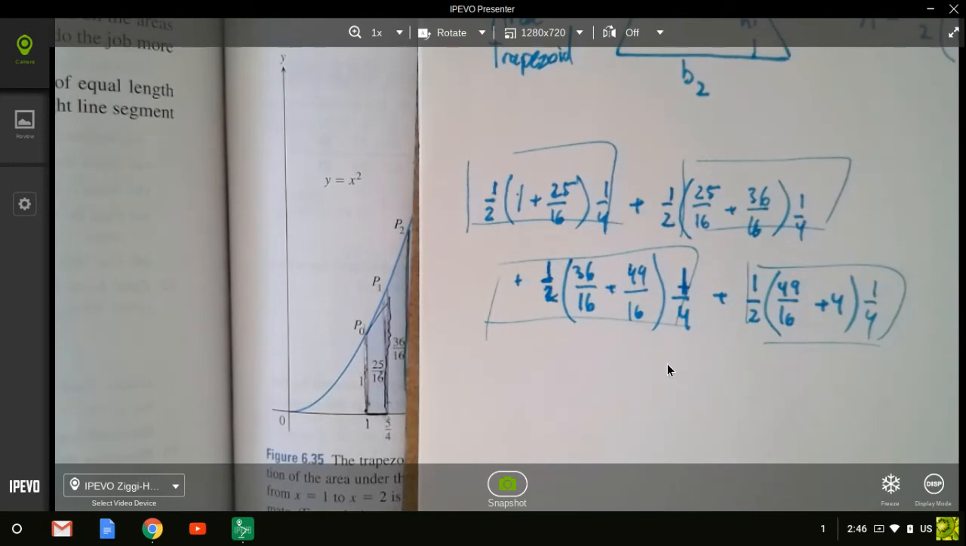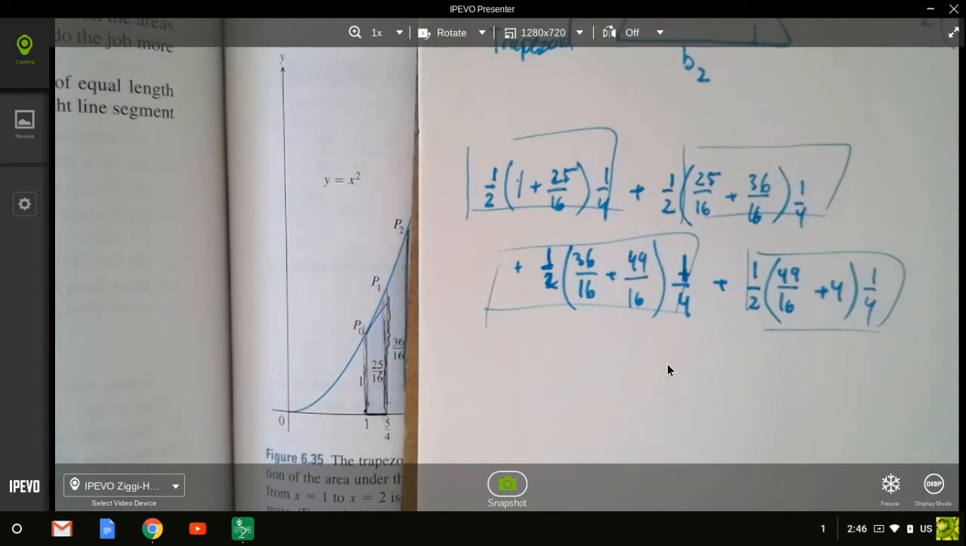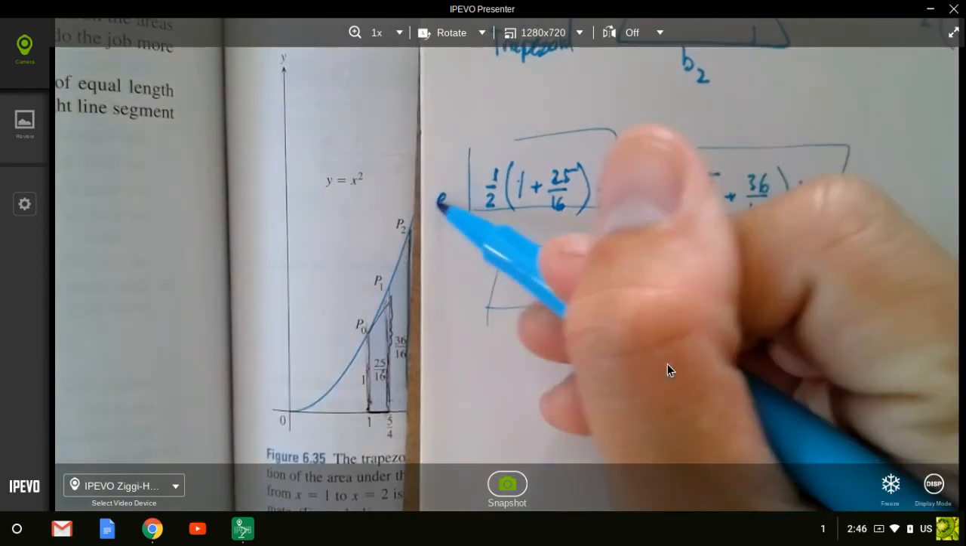Okay, so we notice that all of these heights are a quarter, right? And each of these terms has a half out there. So if I had to rewrite it again, you don't have to rewrite this, I'm going to do that. That's like the first step.